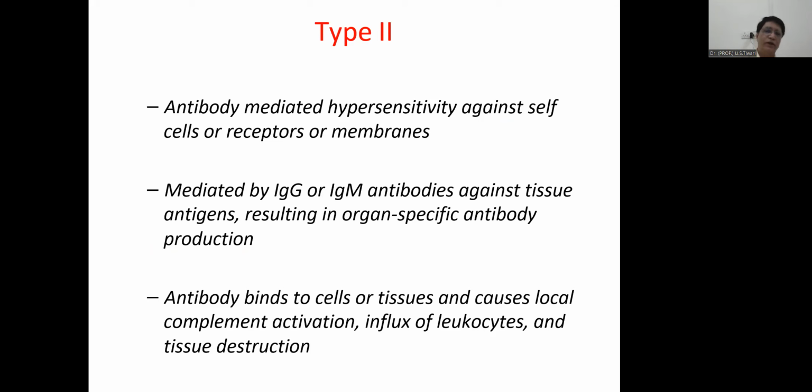Type 2 is an antibody-mediated hypersensitivity against self-cells or receptors on membranes. It is mediated by immunoglobulin G and immunoglobulin M, in contrast to IgE in type 1. Type 2 is mediated by IgG or IgM antibodies against tissue antigen, and that results in organ-specific antibody production. These antibodies bind to cells or tissues and can cause local complement activation, influx of leukocytes, and tissue destruction.